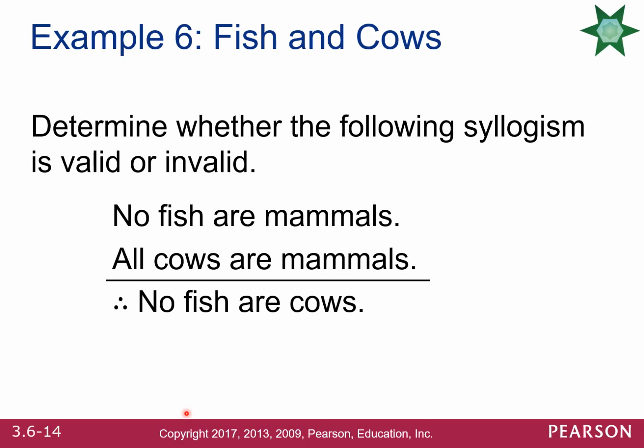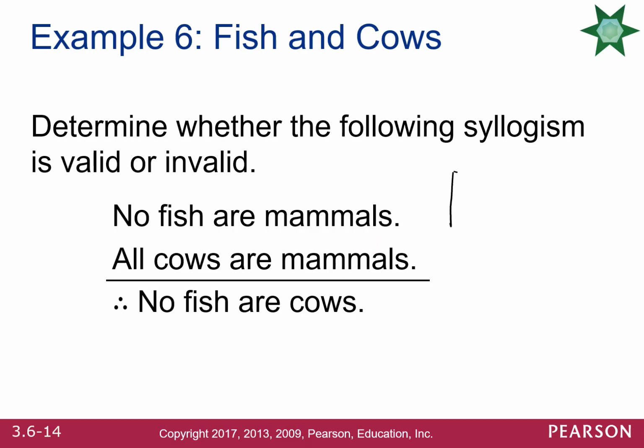Let's look at one last example. Again, we will use Euler diagrams to check whether the argument is valid or not, right? So the first premise is no fish are mammals. So how do we draw that one?